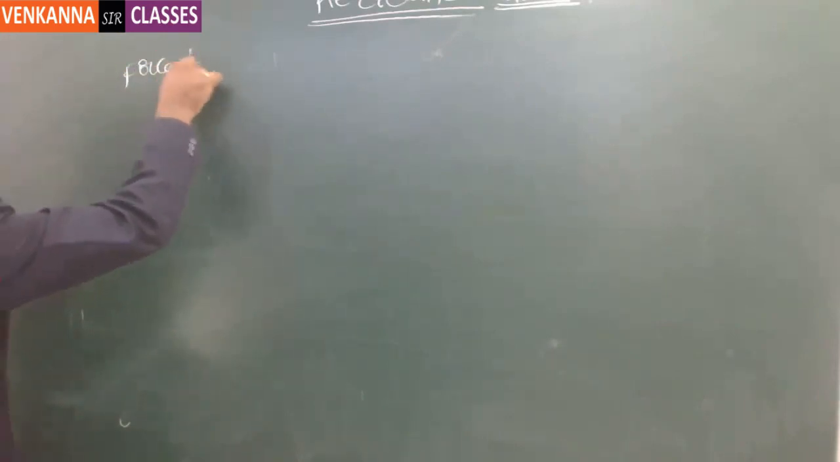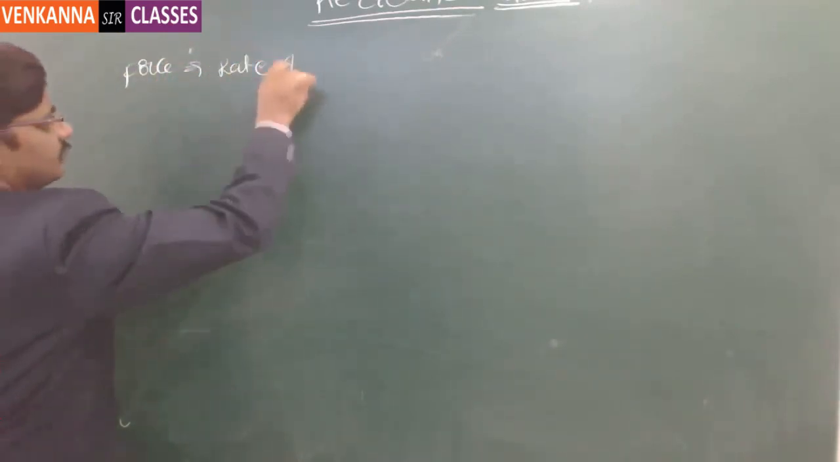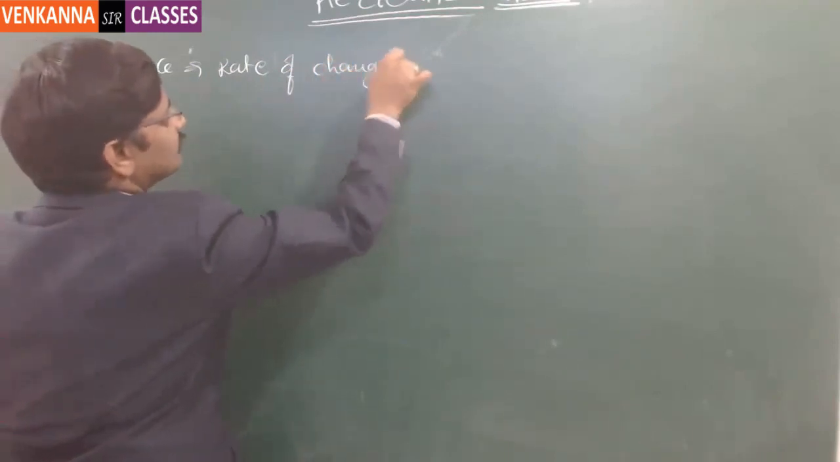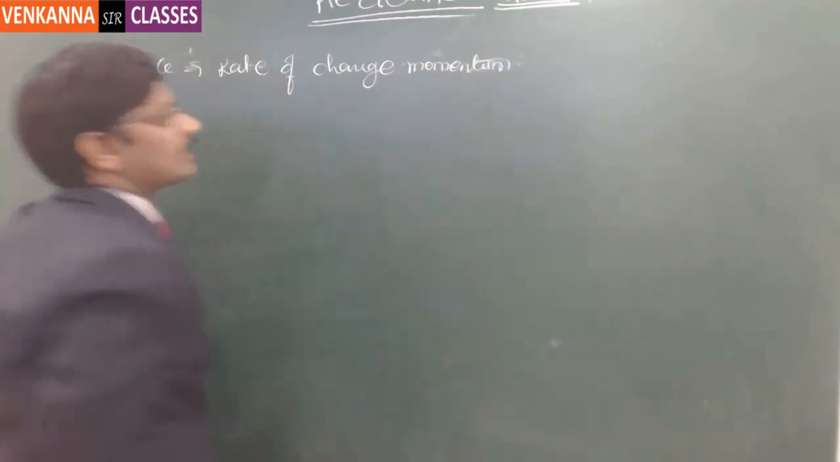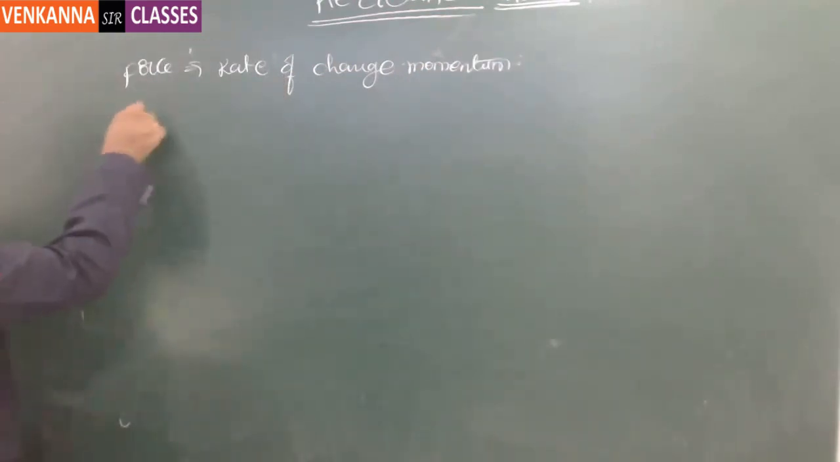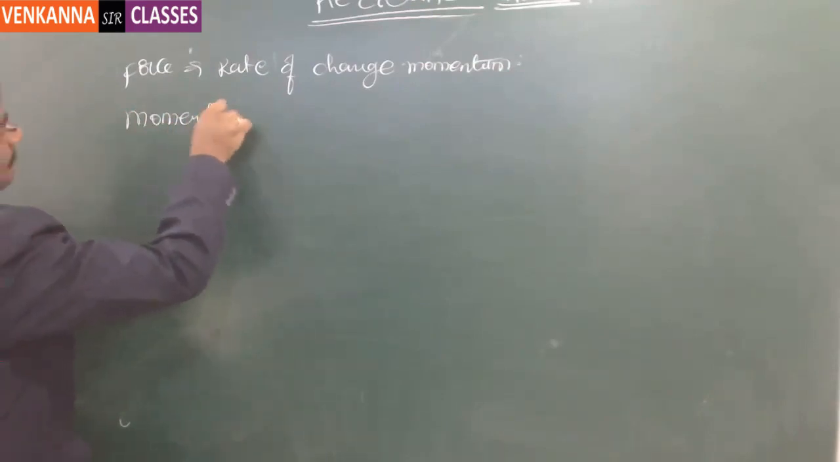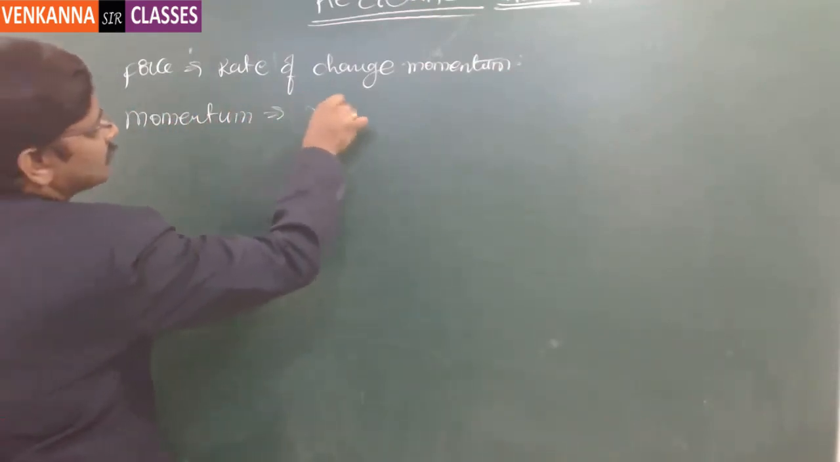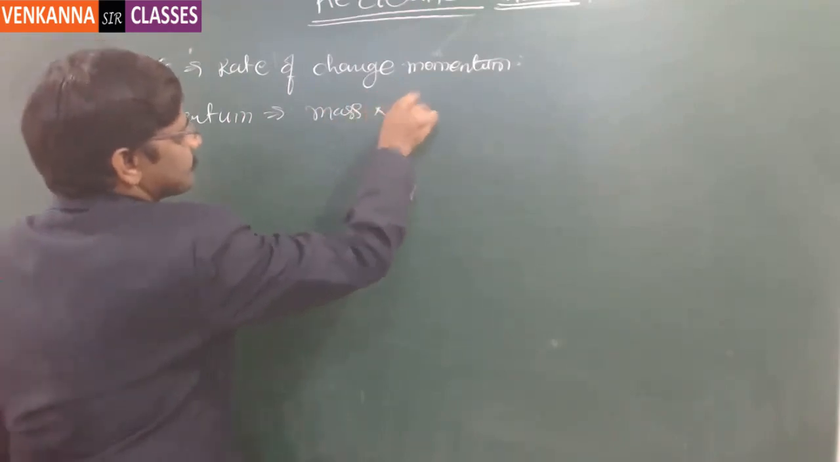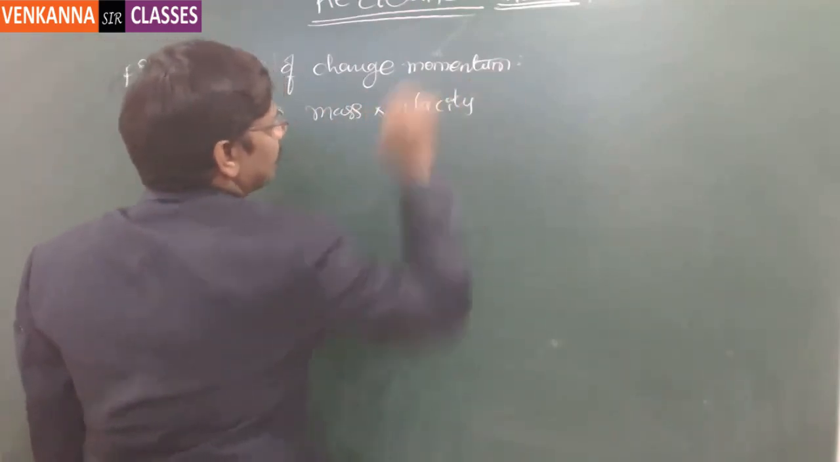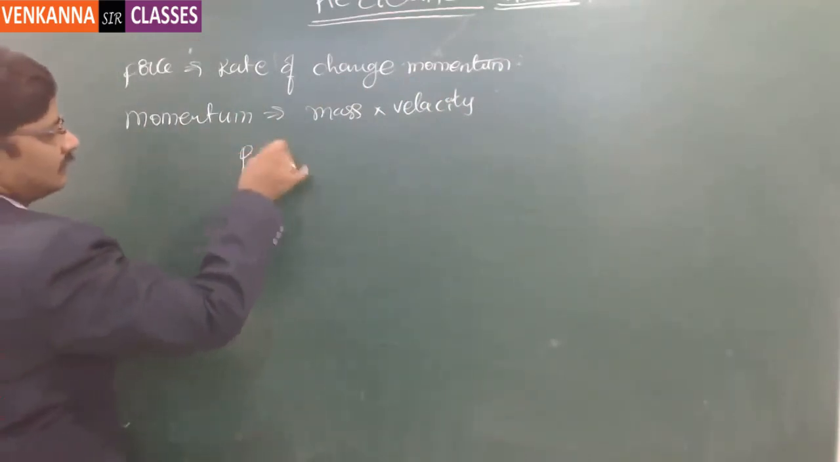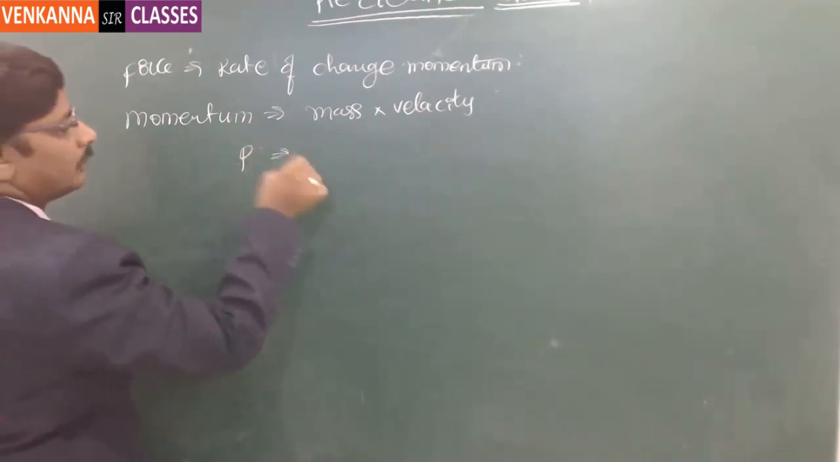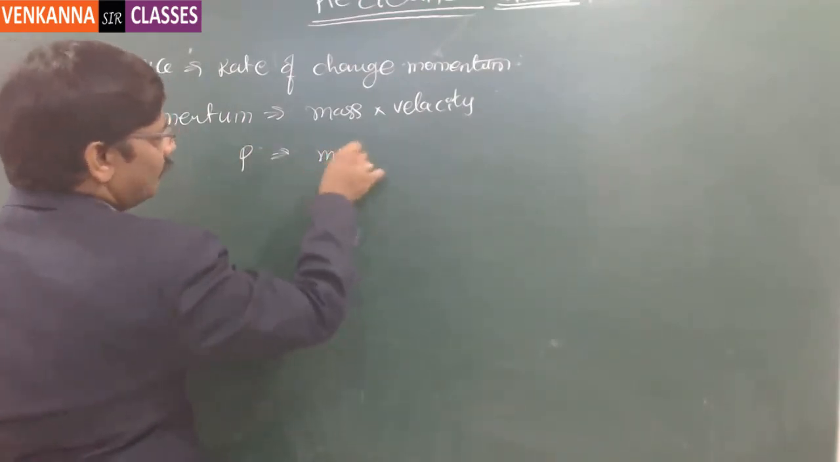So as per Newton's second law, force is equal to rate of change of momentum. Momentum is defined as mass into velocity. So that is momentum P. This is the usual symbol used for momentum. This is equal to mass into velocity.